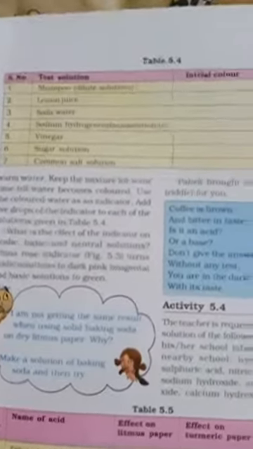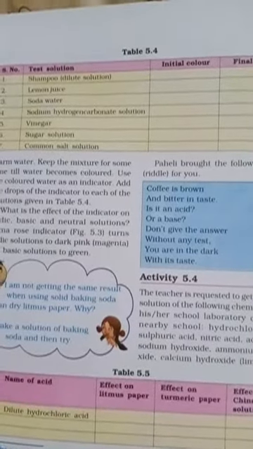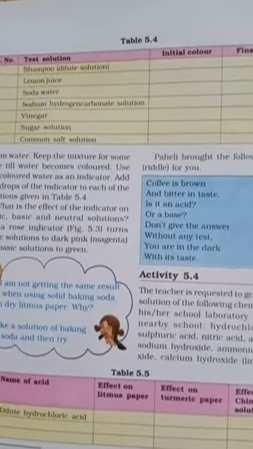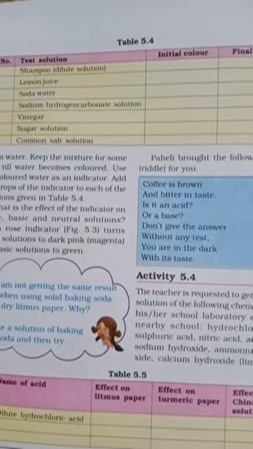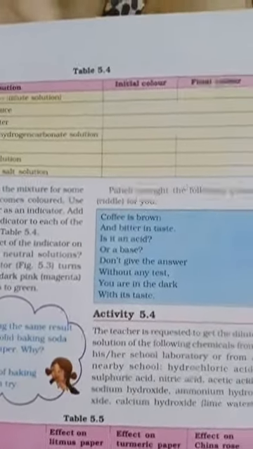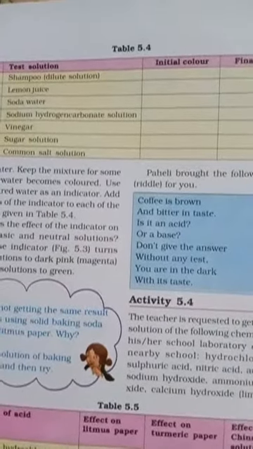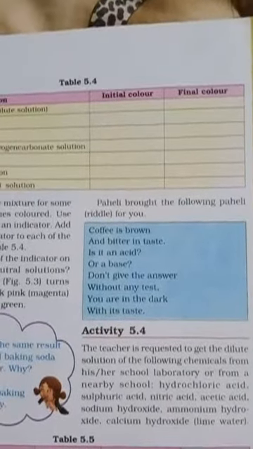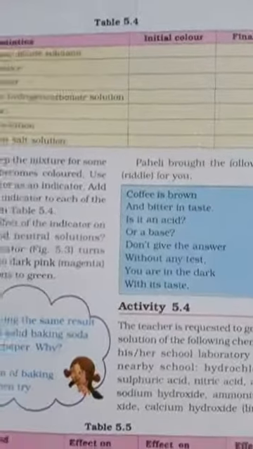So here you can look at Table number 5.4. The test solutions are given here: shampoo, lemon juice, soda water, sodium hydrogen carbonate solution, vinegar, sugar solution and common salt solution. Here we have the initial color and final color. It's simple. Initially, what is the color of the shampoo? It's light blue. After adding China rose indicator, if it turns into magenta or dark pink color, like that for each solution you can make a note of it here.